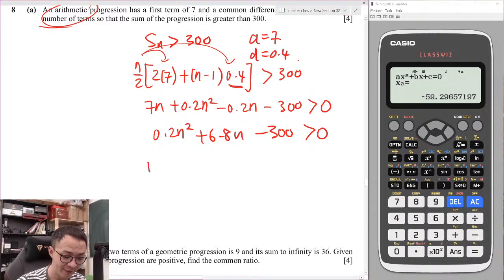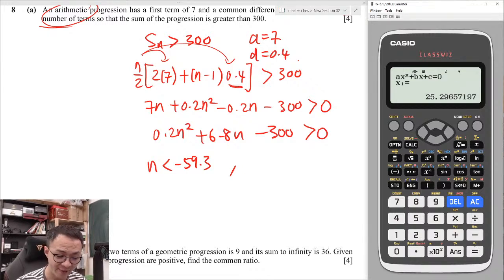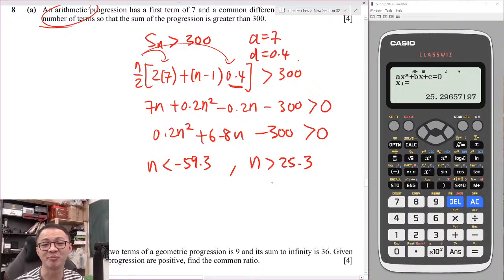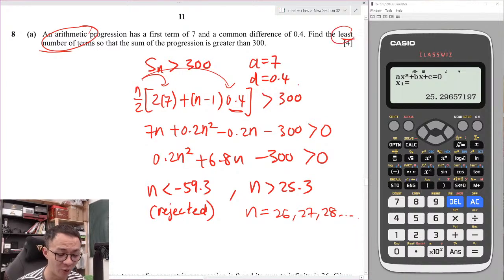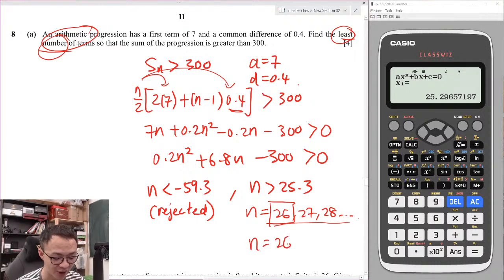So I know my n must be less than negative 59.3, or my n must be bigger than 25.3. But because n must be a positive integer, this one will be rejected. And you might argue you can get n equals to 26, 27, 28, and so on until a very, very big number. This is the reason why at the very beginning they tell you they want the least number. So among so many n values here, they want the smallest one. So n is just 26. I hope you understand what I'm doing here.